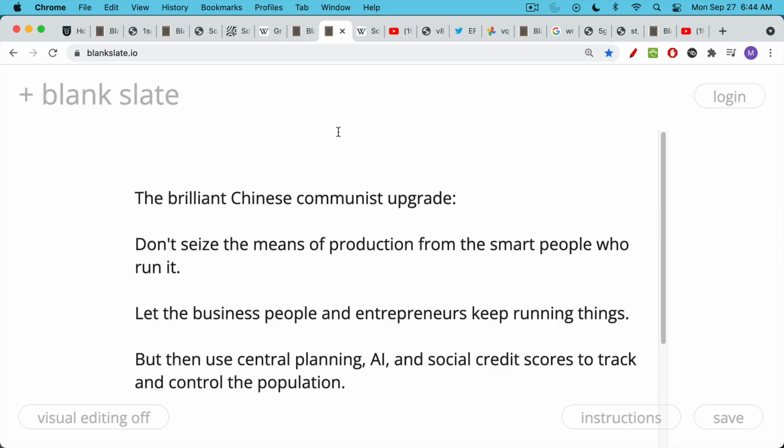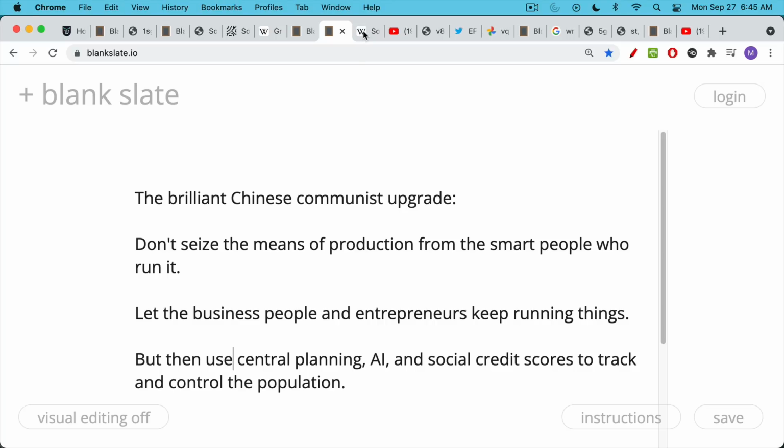But then came the Chinese Communist Party, really starting in, I'd say, the early 90s. And they had this idea that you just have to be smart about it. Don't take over the means of production. Don't seize the factories. Don't seize the farms and take them away from the smart people who run them, the business people, the entrepreneurs, and give them to some government bureaucrat who doesn't know how to run anything, like most politicians. Instead, let the business people, let the smart people keep running the factories and farms, so to speak, but then use central planning, use artificial intelligence, use social credit scoring to track and control the population.